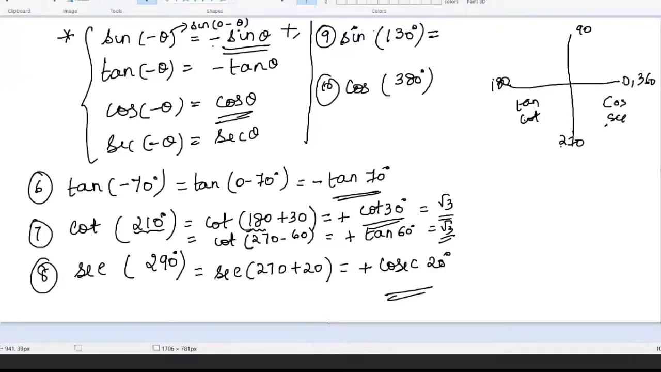Okay, so sine 130. Sine 130 lies here. So I can write 180 minus 50 or 90 plus 40. So sine 180 minus 50 is sine 130. Therefore 180 minus is in the second quadrant, where sine is positive, so the sign is plus. 180 lies on the sleeping line, no change to cofunction. So sine 50 degree.